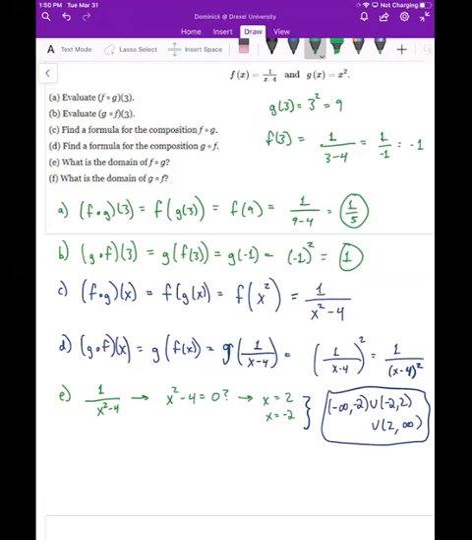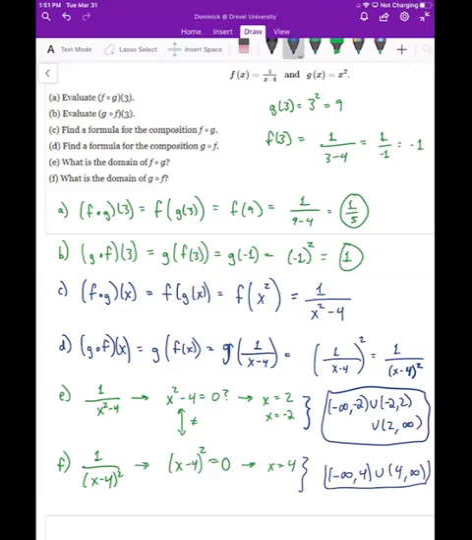All right, but in part F, you have 1 over x minus 4 squared. So when is this not 0? It's when x minus 4 squared is not 0, all right? Which, of course, is different from this. And this would only happen when x is equal to 4, all right? So this tells us that our domain here is negative infinity to 4, and then union that with 4 to infinity. All right, so that's the idea there.